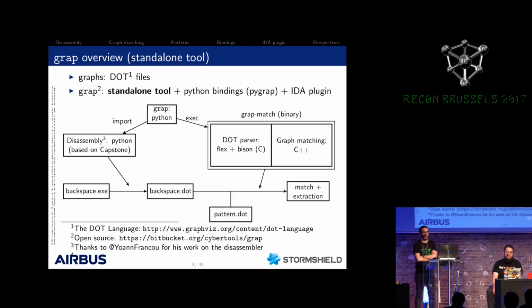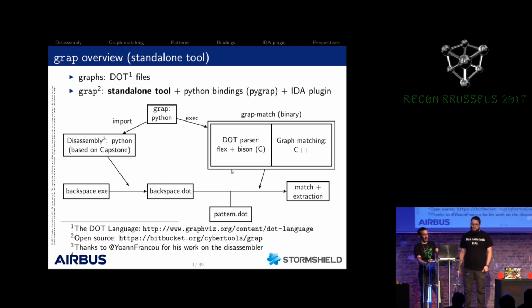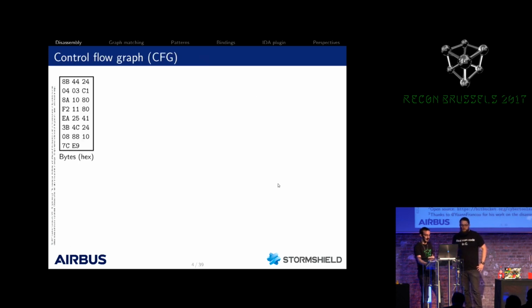A typical workflow for our analysis with GRAP will be to write patterns. That's what we have here, pattern.dot. You will write a pattern for Backspace. Then you want to analyze backspace.exe. You give it to the disassembler that will give you backspace.dot, which is the disassembled part as a graph. Then you give the pattern and the disassembled graph to the graph matching library that will give you matches and extract the instructions that you were interested in.